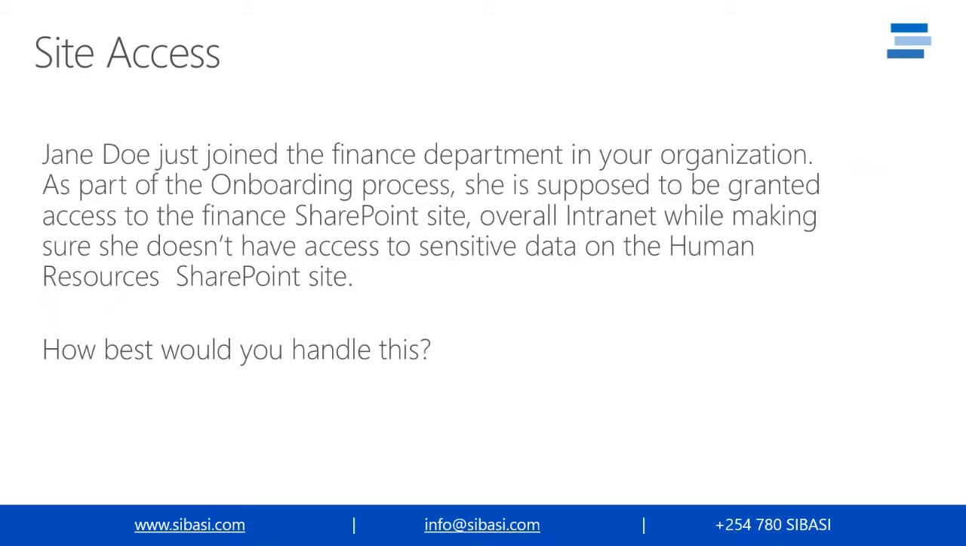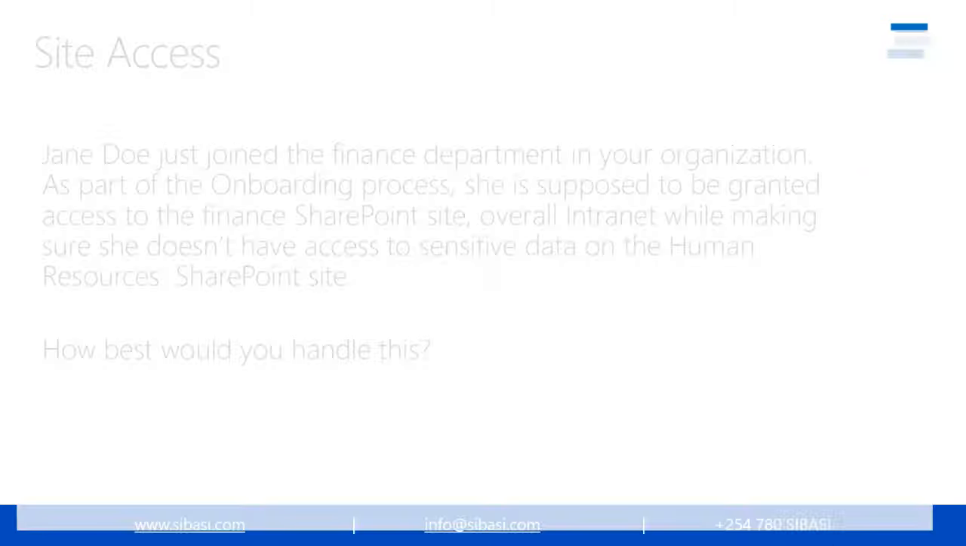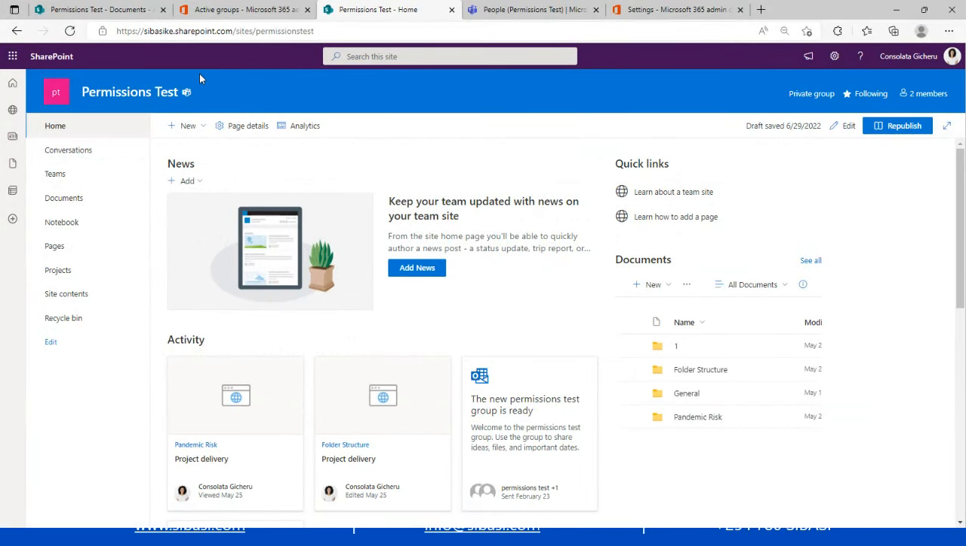First, I'll just switch to my other screen. In case you have an intranet, an intranet will be a communication site. It won't be a team site. So we can assume that this site is the finance site. You want the user to first have access to this and to also have access to the overall sites.